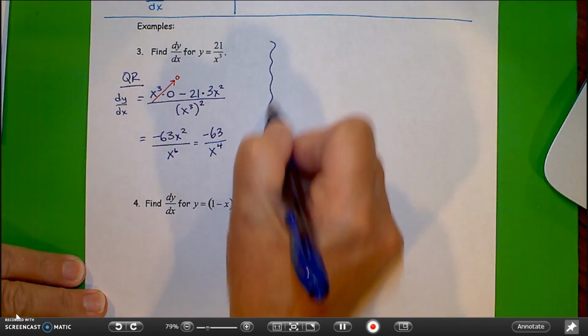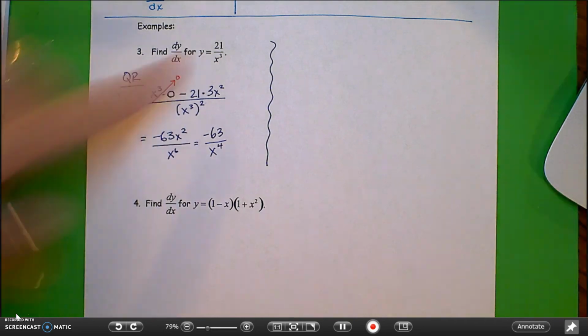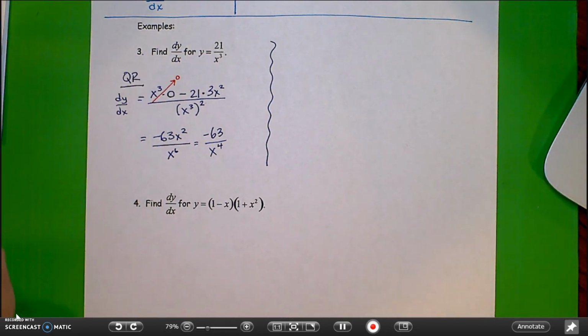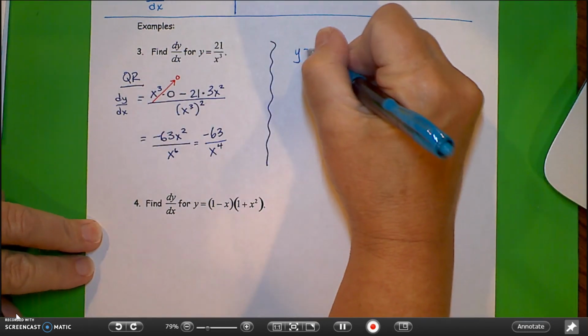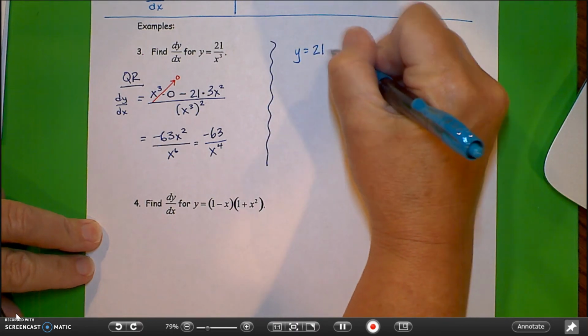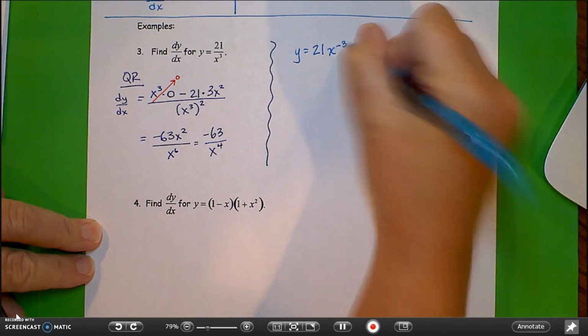Alright, so alternatively, usually when I encounter a problem like that, the first thing I would want to do is to rewrite it. I don't want to use the quotient rule here, so we'll rewrite it as 21 times x to the negative 3rd power.